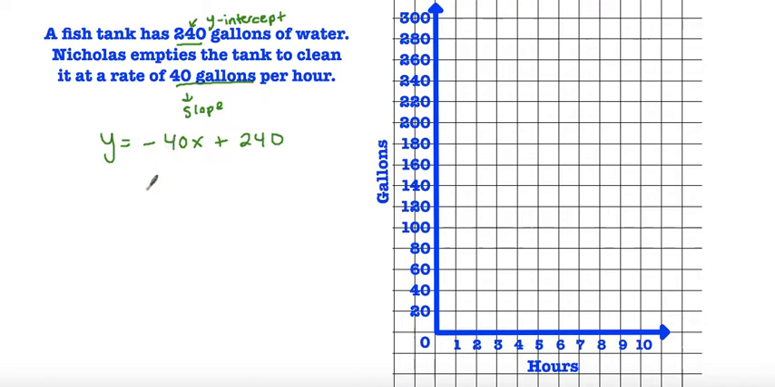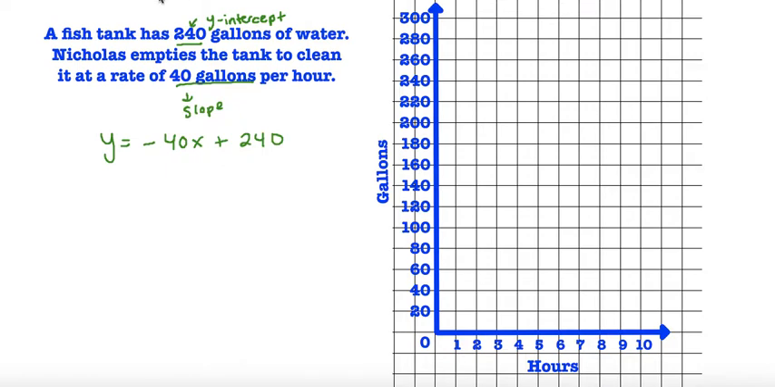So the negative 40 here represents that the tank decreases 40 gallons every hour. Okay, so we don't have to write negative 40 over 1 unless we wanted to, but negative 40 over 1 is the same thing as negative 40.